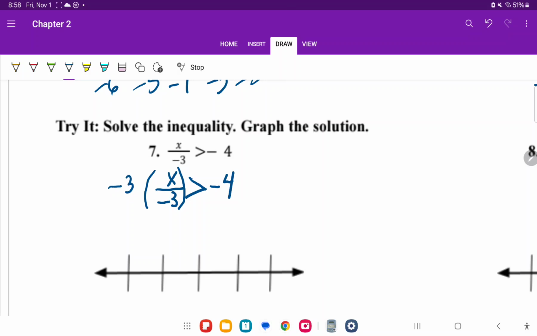So remember, if you multiply on the left by negative 3, what do we have to do on the other side? Multiply by negative 3. I'm using parentheses because of the negative. The negative sometimes is confusing because it makes it look like a minus if you don't use the parentheses. That's why I'm using parentheses.